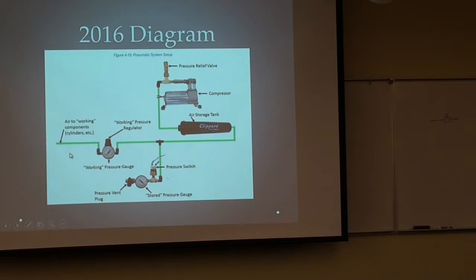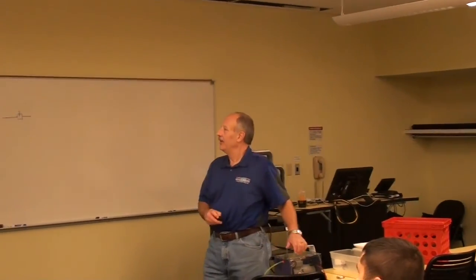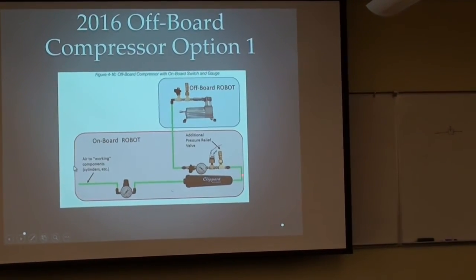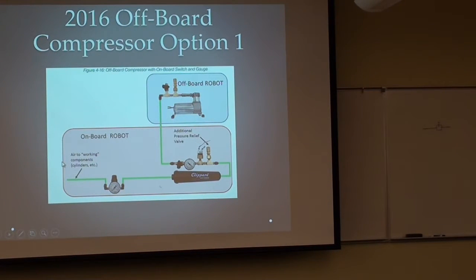Now, compressor off board. This is last year's robot, our off-board compressor. And this was option 1 last year. And that's basically what we did. We have the compressor off board. They show actually a bleed valve right there. We actually put our bleed valve down here. I don't know why they put it there. This acts as both, right? So when you're pressurizing, this is open, and then when you remove this piece of tubing, this now becomes your bleed valve to relieve all the pressure.